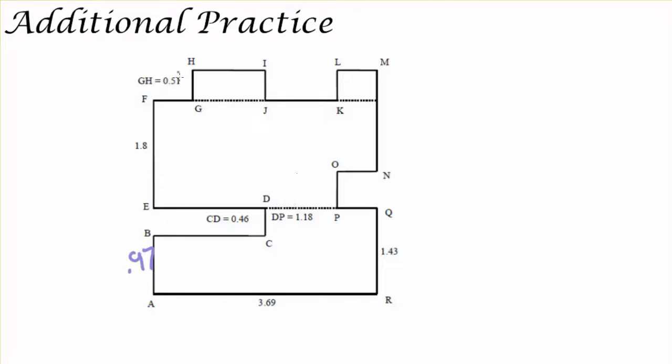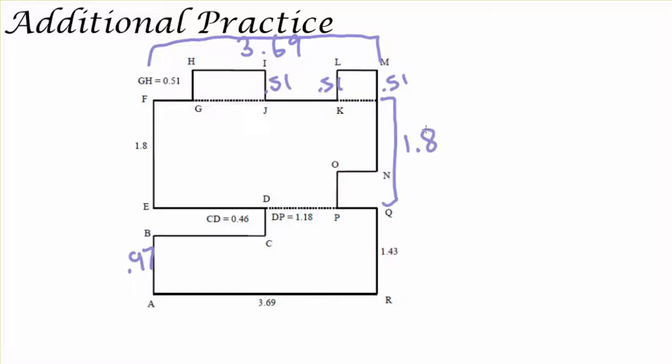As I keep going, I know that this whole section, those 4 sections here on top, have to be the same as the bottom, so that's going to be 3.69 for the whole 4 top sections. And these 2 other little parts will also be 0.51, including this little section here should also be 0.51. Now I do have this remaining section here on the right, and it's also going to be 1.8, just like FE.